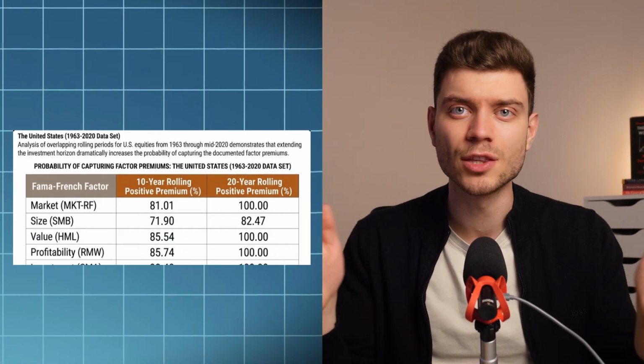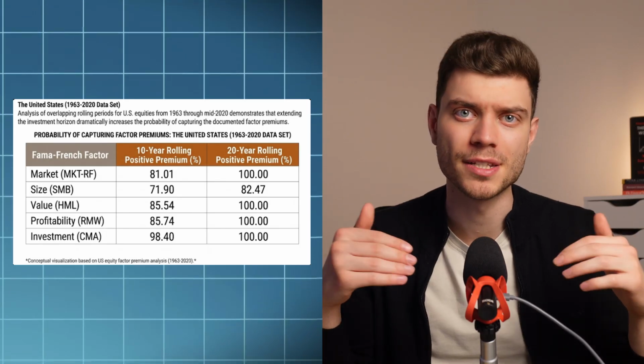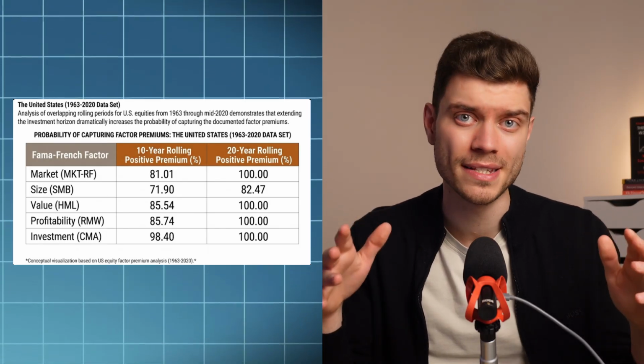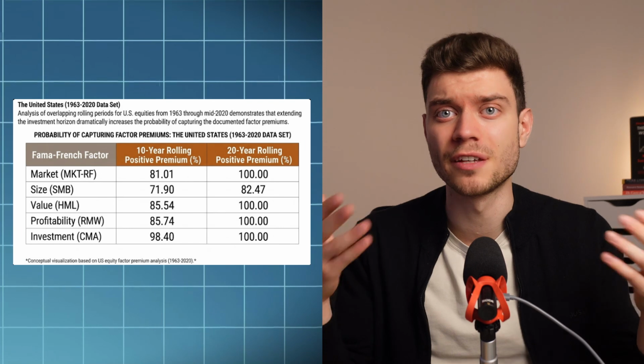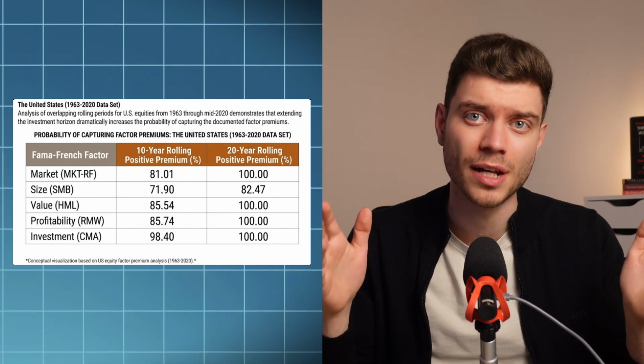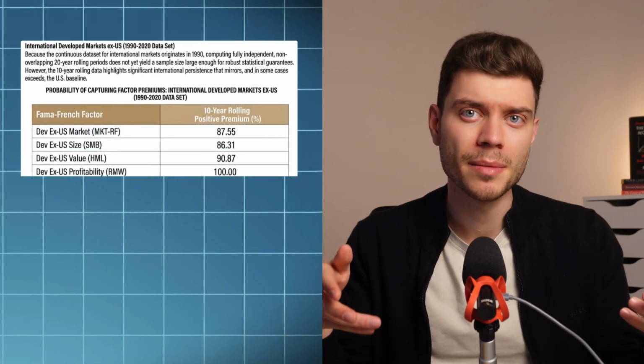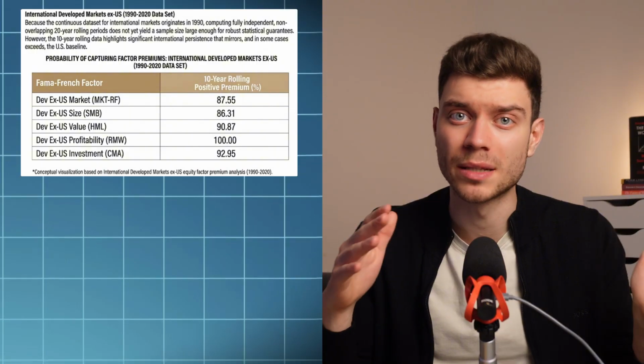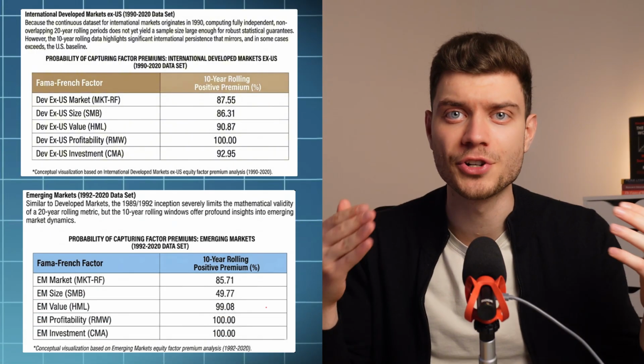If we look at 10 and 20-year continued rolling periods using all available data for the US, we can see that for the vast majority of periods, all factors delivered a positive premium. The same premiums are also consistent when we look at both international developed and emerging markets.